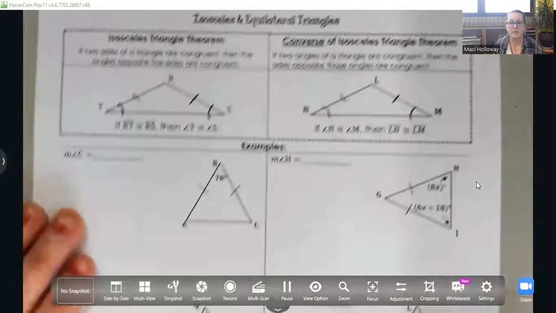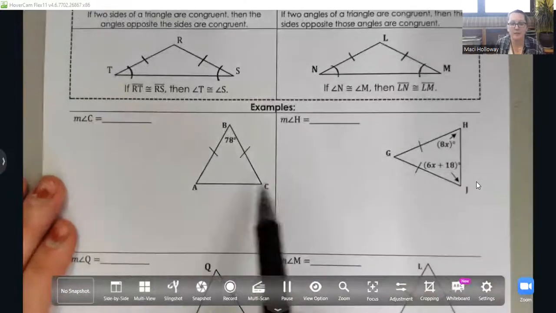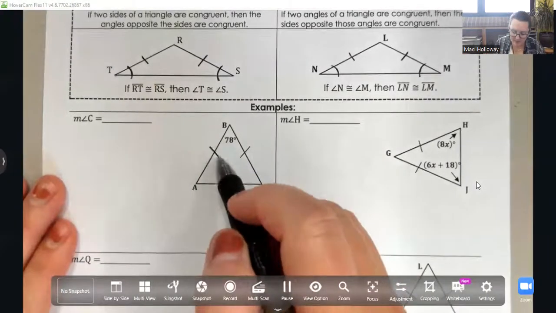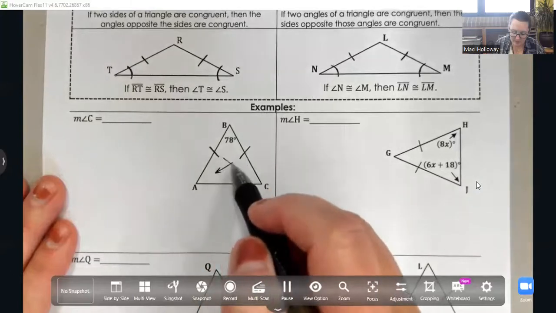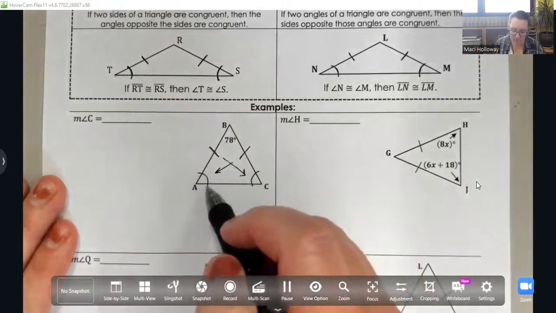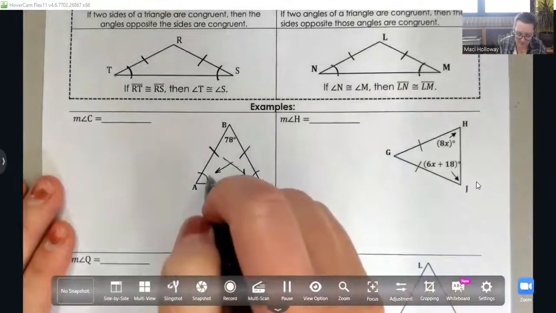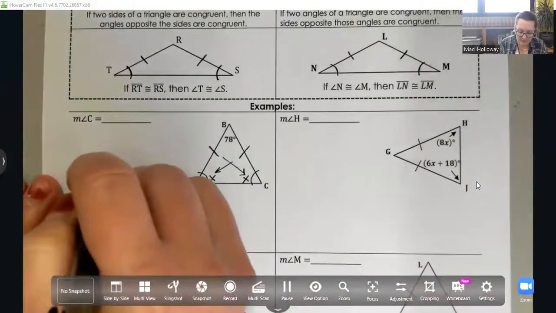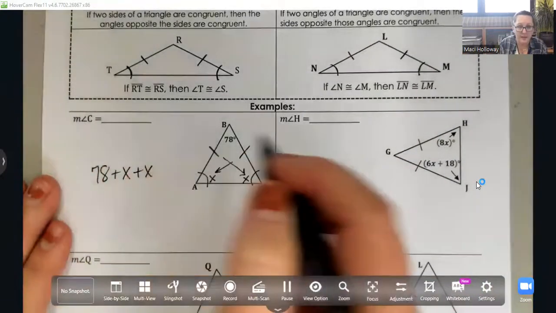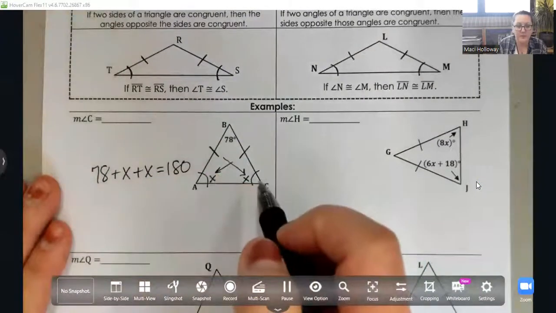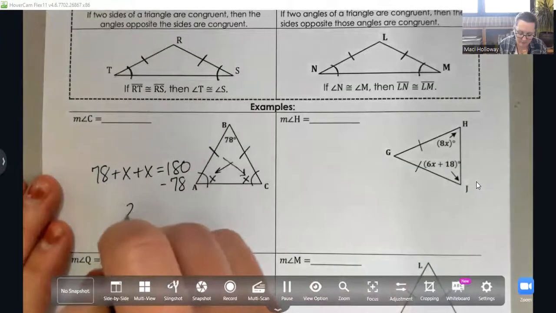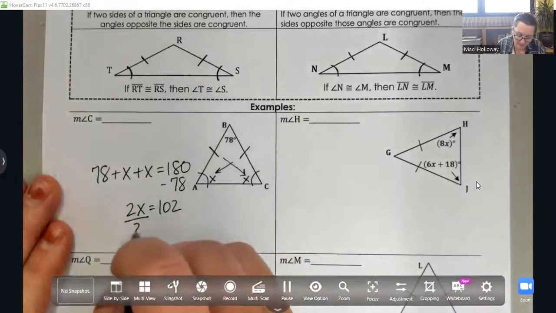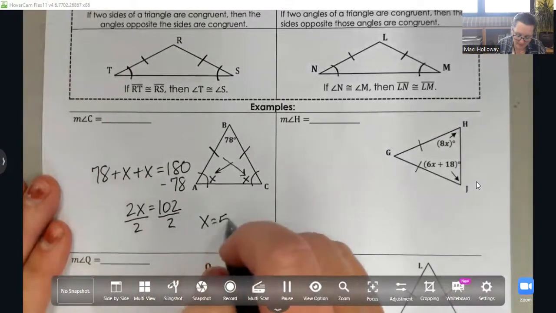So let's practice this. If I have this isosceles triangle here, and this is 78 degrees, and I see that my legs are congruent, then my opposite angles are also congruent. So this angle is congruent to this angle. I know whatever this angle measure is, this angle is the same measure. So I can say 78 plus 2x equals 180. So let's subtract and we'll solve for x. So 2x equals 102, divide by 2, and x equals 51.